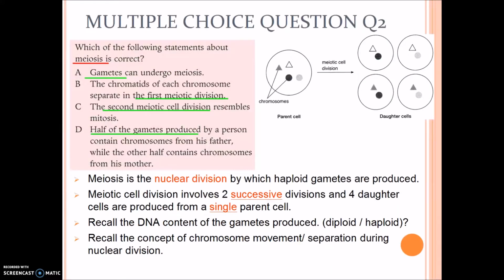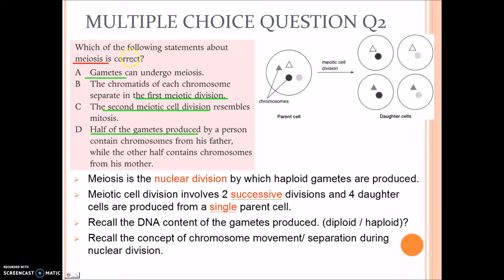After that, let's talk about question 2. Very good, because the question reminds you that it's about meiosis. For meiotic cell division, or meiosis, one single parent cell undergoes 2 successive divisions, and then you will get 4 daughter cells. 1 to 2 and then 2 to 4. In meiosis, the nuclear division, haploid gametes are produced. That means 1n gametes, 1n chromosome number.